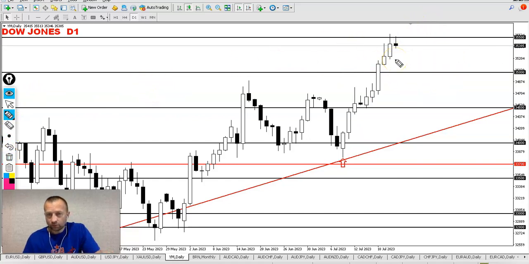So I would recommend to buy on weakness, potential from 35,000 or even 34,500, with the idea to break through 35,500 and continue to the upside. Okay, so what to say here? Resistance 35,500 and then 36,000, support 35,000, 34,500, and the key one is 34,000.